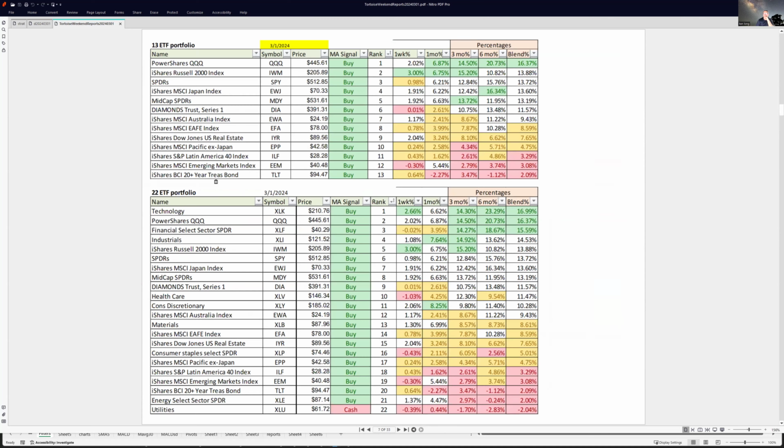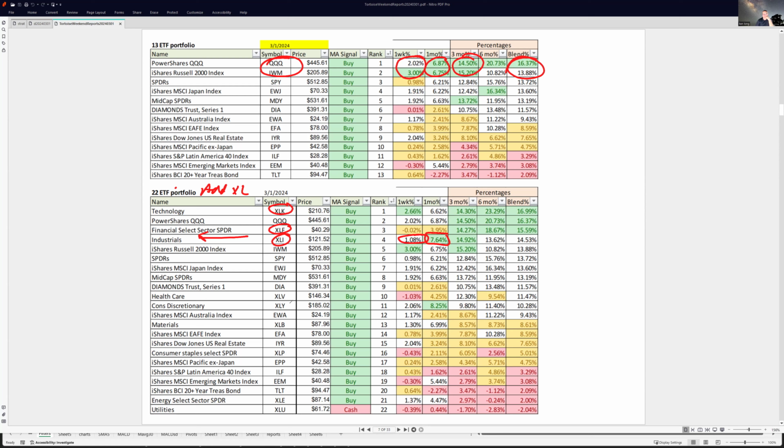Let's see. BMRs, blended monthly rebalancing, that is. Tech and the small caps had great weeks, great months, great 3 months, great blends. In the 22, where you add the XL series, you add tech, finance, and industrials. That's why I hold Caterpillar and Alcoa. Pretty good month for the industrial sector. Pretty good week.